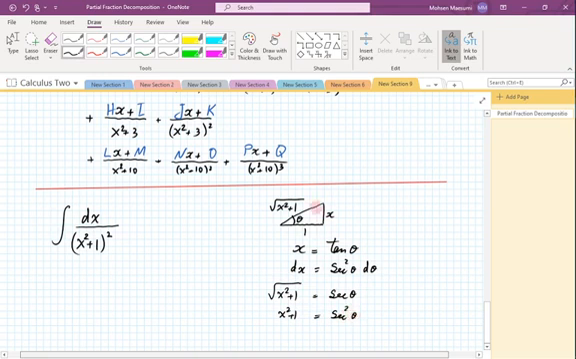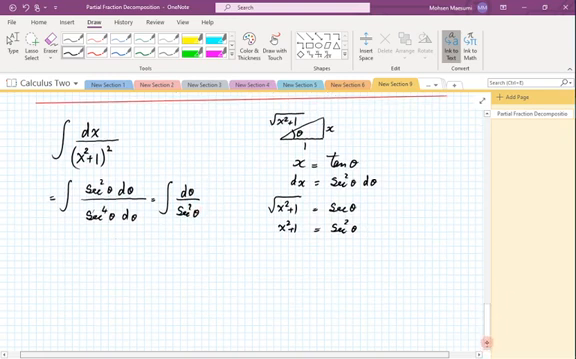Okay, once we have our picture and a list of characters here, we can go back and see what happens. So our dx is secant squared of theta d theta. x squared plus 1 is secant squared, but then it has to be squared again, so it becomes secant to the power of 4. Well, this becomes d theta over secant squared of theta.